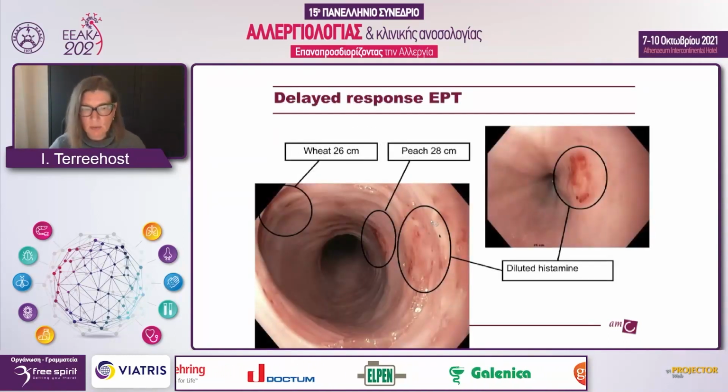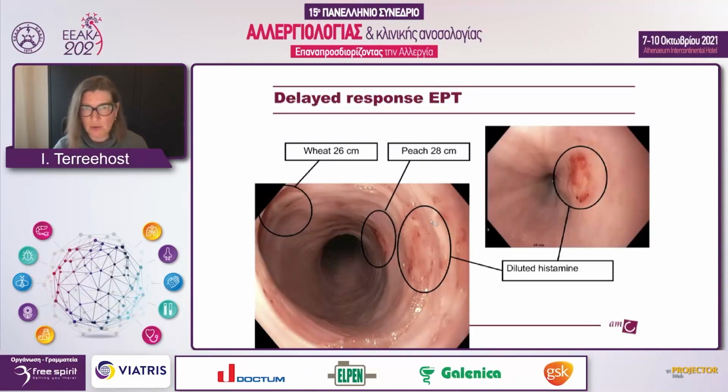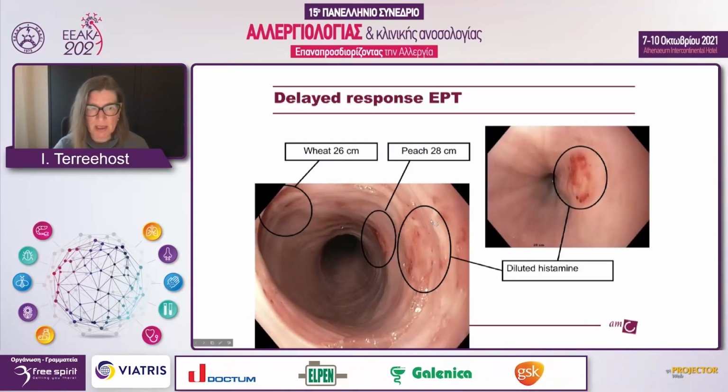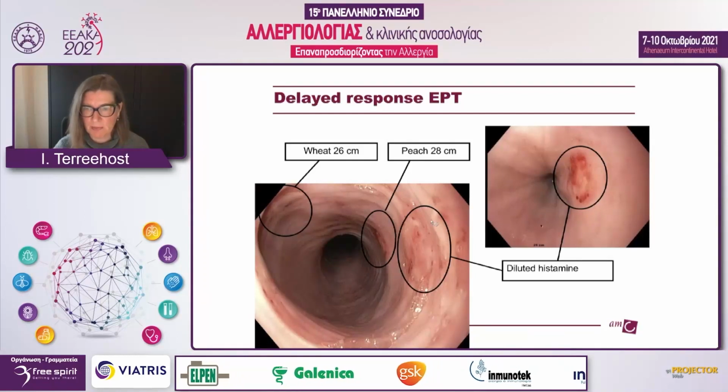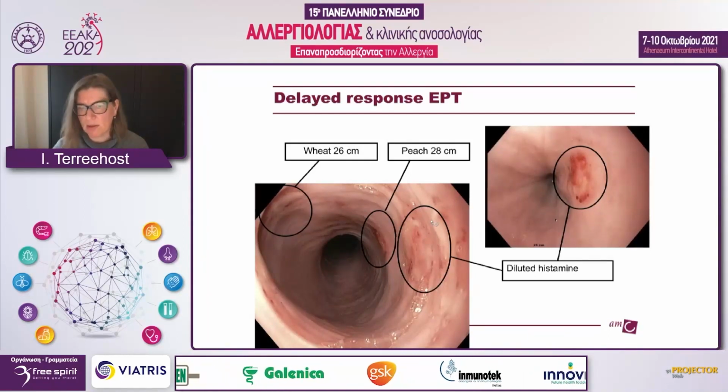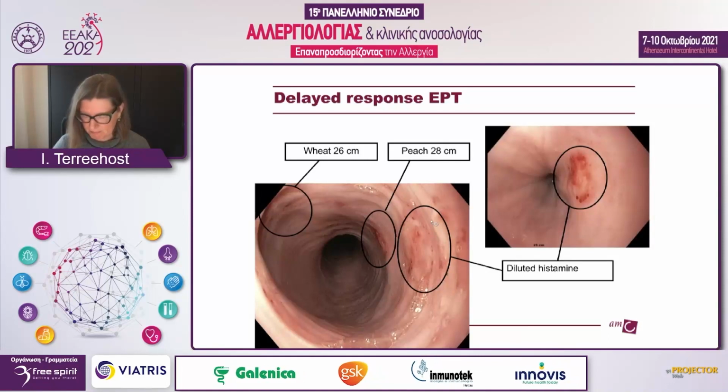And what you can see when we looked at the delayed response to the esophageal prick test is that you here see a very nice response to wheat, and here a very nice response to peach, and also a very small one to the diluted histamine.